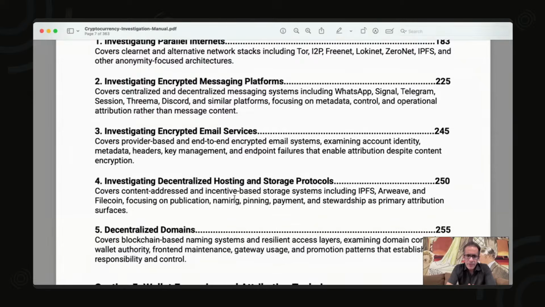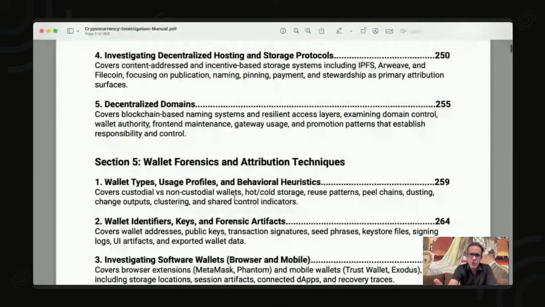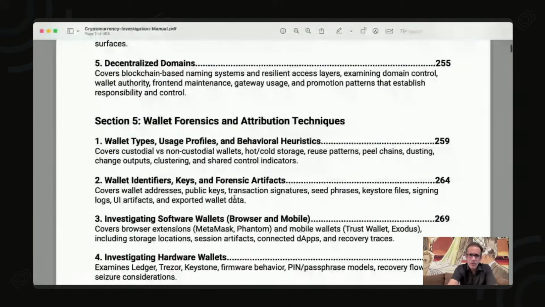Then we are going to look into decentralized hosting and storage protocols like IPFS, Arweave, and Filecoin, because you need to understand what we mean by publication, naming, pinning, payment, stewardship, and how we really figure out who controls that particular storage protocol that you are investigating. We then go into the final part of that section, which is decentralized domains. So we take a deeper look into how those work.